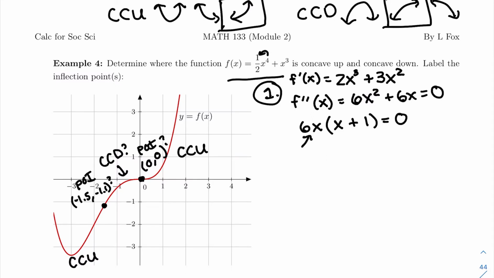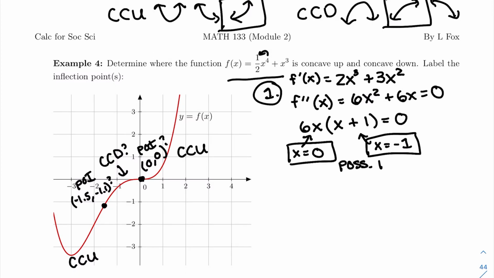So 6x would be 0 if x was 0, and x plus 1 would be 0 if x was -1. So these are my possible points of inflection. They are not points of inflection unless concavity changes there as well. So is this piece really a little bit of concave down? We're about to find out.